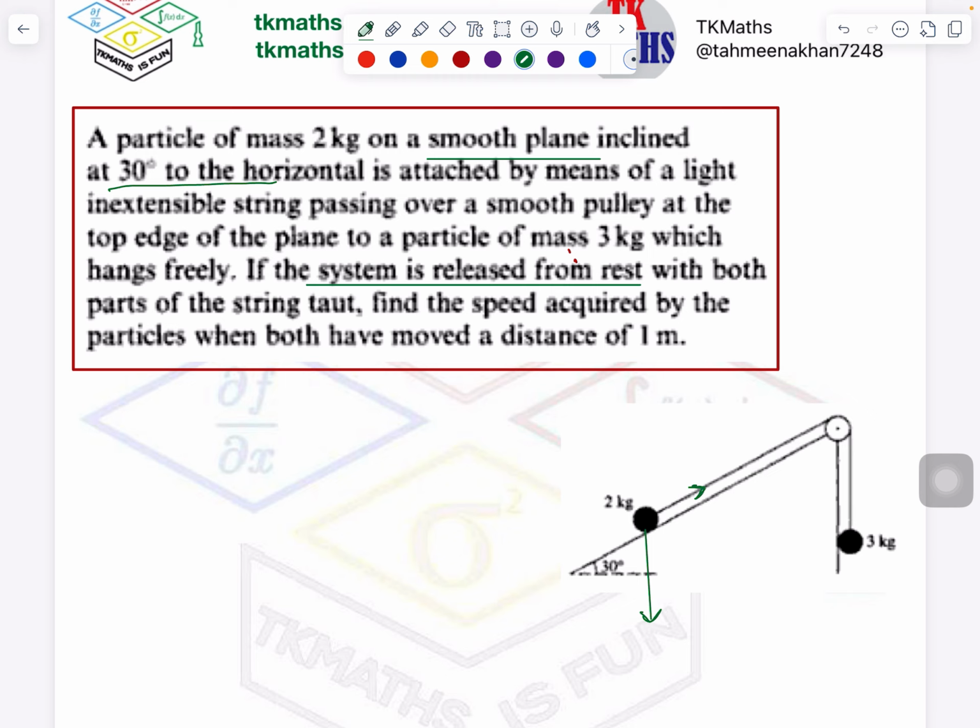This will be your tension T, and the tension T here will be acting upward. We have to find the speed acquired by the particle when both have moved a distance of 1 meter. So basically when this particle would have covered 1 meter distance, similarly this would have covered 1 meter distance. Then what is the particle speed? Speed will definitely be the same for both. So let's solve here.